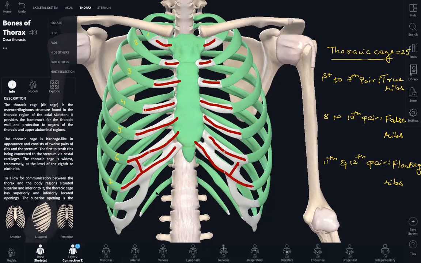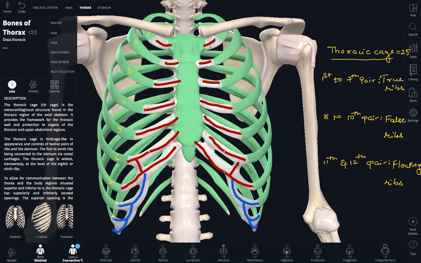If we see the cartilage of the 7th, 8th, 9th, and the 10th pair of ribs, now see, this is the cartilage of the 8th, I'll just increase the thickness. See, this is the cartilage of the 8th, the cartilage of the 9th, and here the 10th one is coming. So these cartilages do not connect the ribs directly to the sternum. Are you getting this? And hence these 8th, 9th, and 10th pairs of ribs are called false ribs. While the 11th and the 12th pairs of ribs do not connect to the sternum at all, and therefore they are called floating ribs.